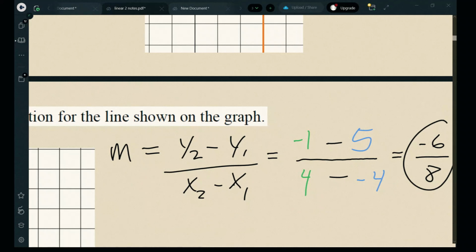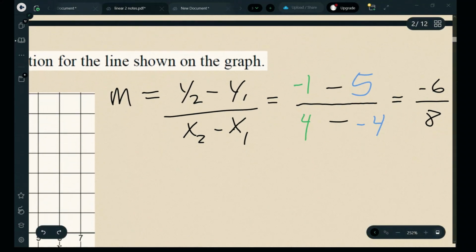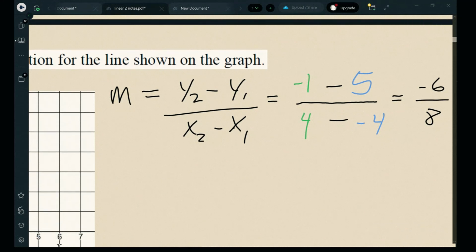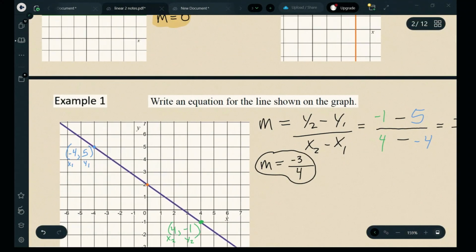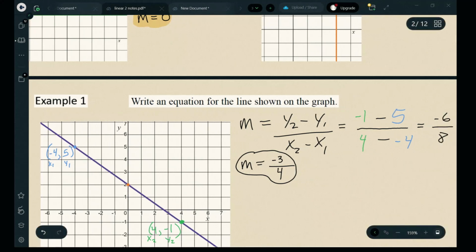Anytime you have a fraction that can be simplified, you need to simplify that. And 6 and 8 both have a common factor of 2. So I could divide by 2 on the top and bottom. So 6 divided by 2, negative 3. 8 divided by 2 is a 4. So here's our slope. This is the slope that we're going to work with. So that's using the slope formula.